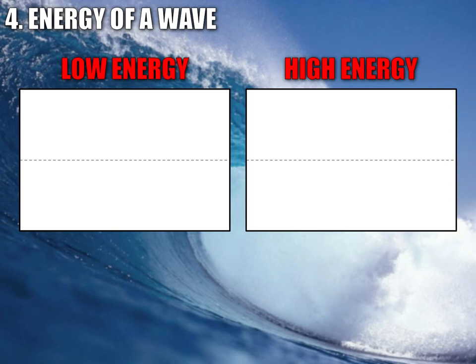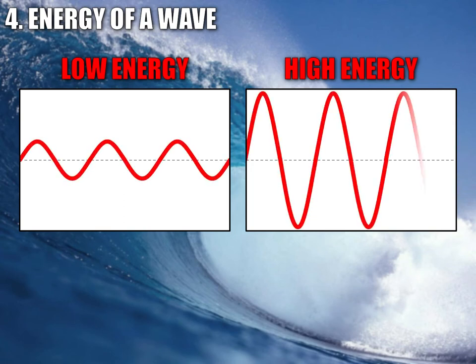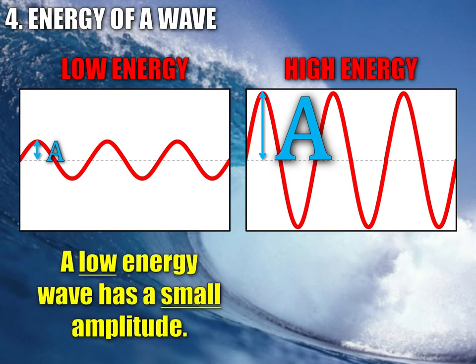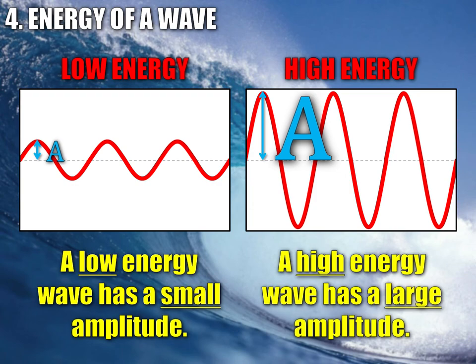If you're not finished drawing your waves yet, go ahead and pause this video. Here's what your wave should look like: the low energy wave and the high energy wave. Look at the amplitude of the low energy wave, and then look at the amplitude of the high energy wave. We can see that the low energy wave has a much smaller amplitude than the high energy wave. So a low energy wave has a small amplitude, a high energy wave has a large amplitude.